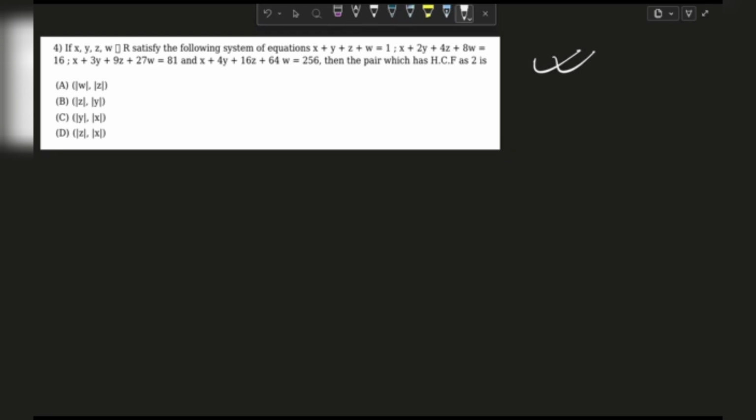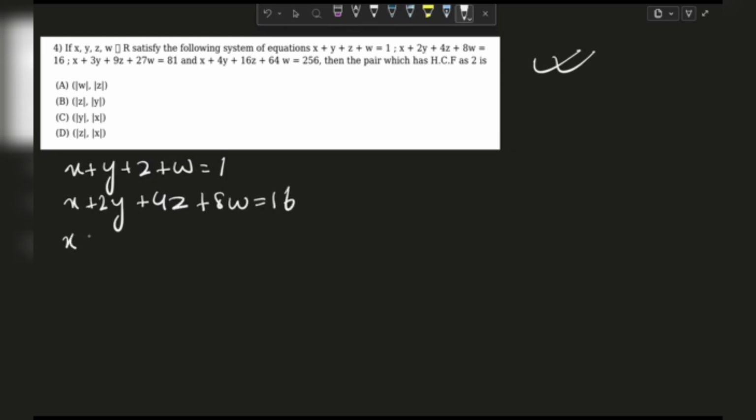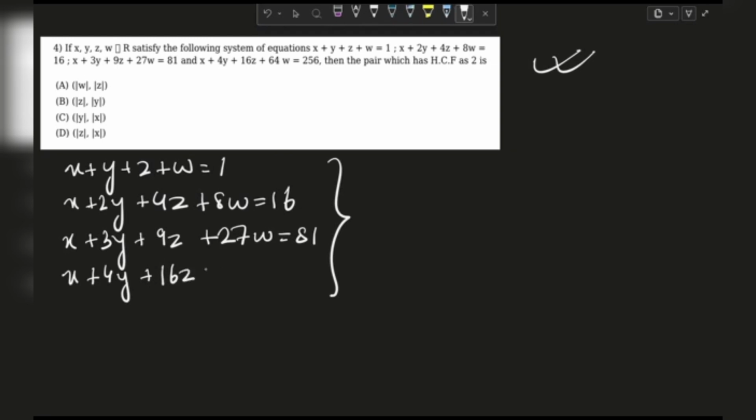Okay, so now I am doing the question. So basically, if you observe our system of equations, I will write them down. This is x plus y plus z plus w equal to 1. This is your x plus 2y plus 4z plus 8w equals to 16, and x plus 3y plus 9z plus 27w equals 81. And also another equation, which is your x plus 4y plus 16z plus 64w equal to 256.